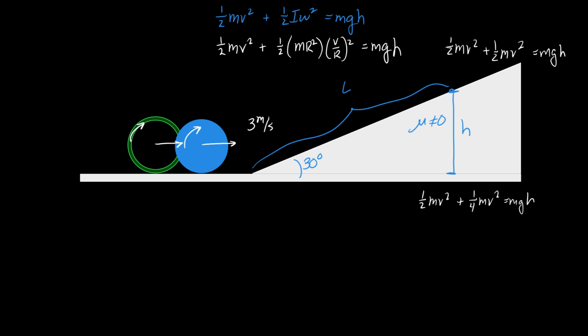Now, one last thing. h does equal L sine theta. That's how you get the length along the ramp. And since sine of 30 is a half, you're dividing 0.9 by a half to get 1.8, and you're dividing 0.675 by a half to get 1.35. That's where the answers come from. One more thing before we leave this.